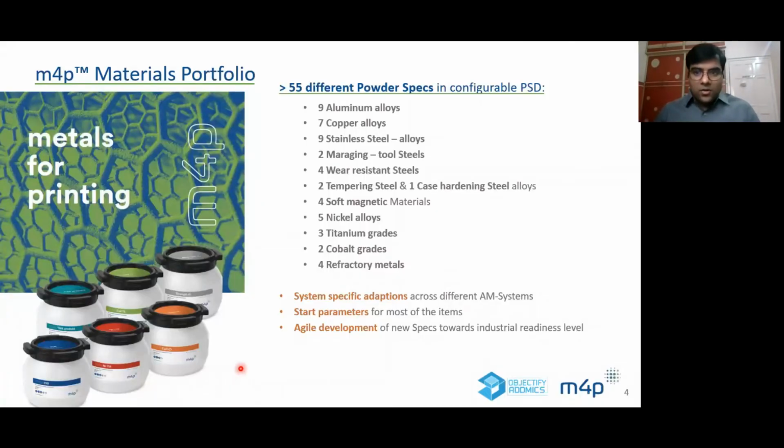In terms of portfolio, we have a really large material portfolio. At the moment, it's around 57 different materials that we have on offer as standard products. This includes the entire aluminum family, coppers, lots of steel, stainless, maraging, wear resistance, tempering, even soft magnetic, nickel alloys, titanium grades, cobalt, and even some refractory metals, such as pure tungsten and pure molybdenum. All our materials are defined and have been adapted to suit different AM systems.